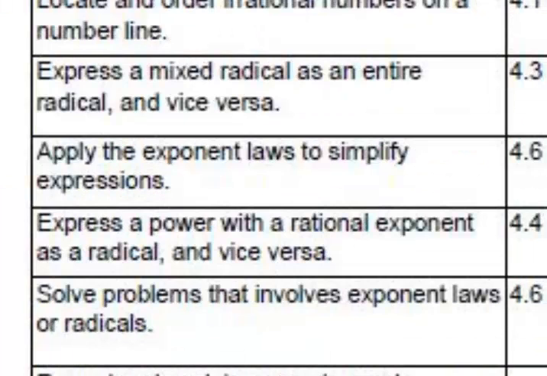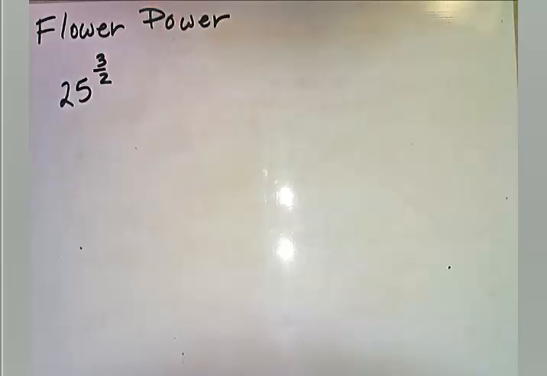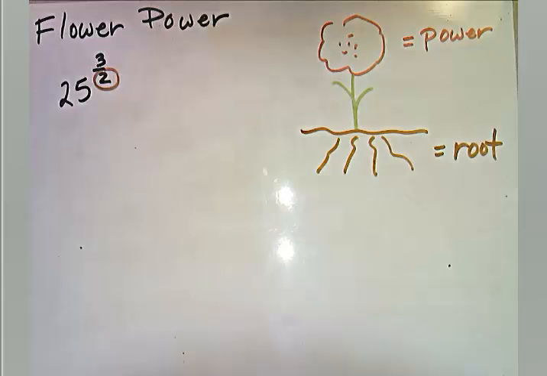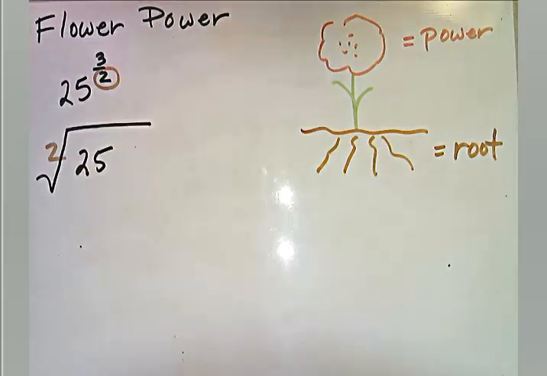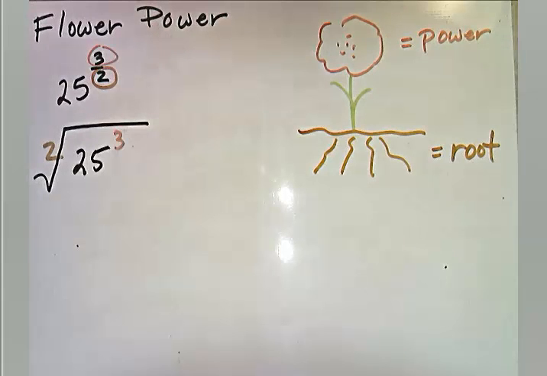Next, we're going to use flower power to help us express a power with rational exponents. First of all, here's an example of 25 to the 3/2 power. I'm drawing a flower here, and the flower is above the ground, and underneath the ground are the roots. The flower is the power, and the root is the root. So for 25 raised to the 3/2 power, the 2 is the index, or in this case, the square root of 25. The 3 is the power, and we raise the 25 to the 3rd power.